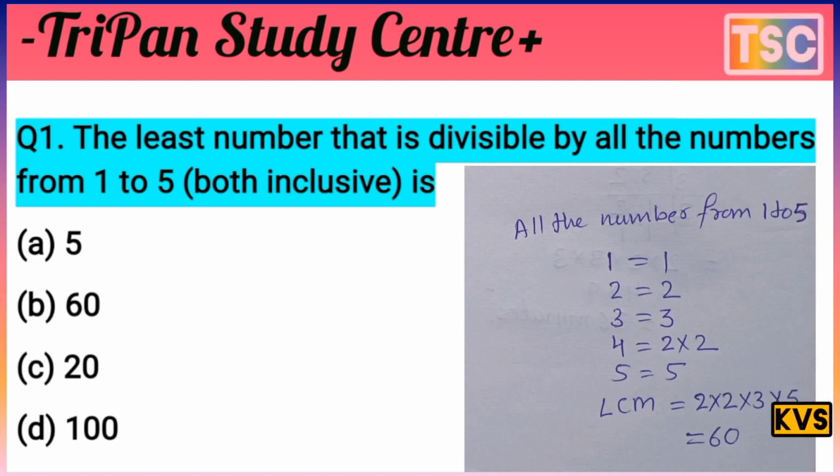It means B is the correct answer here. The least number that is divisible by the numbers from 1 to 5, the answer is B. That's important here. And let's see the next question.